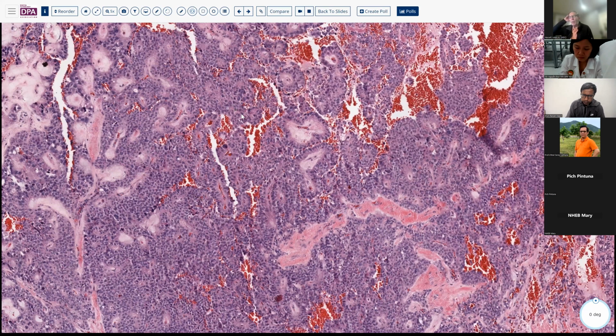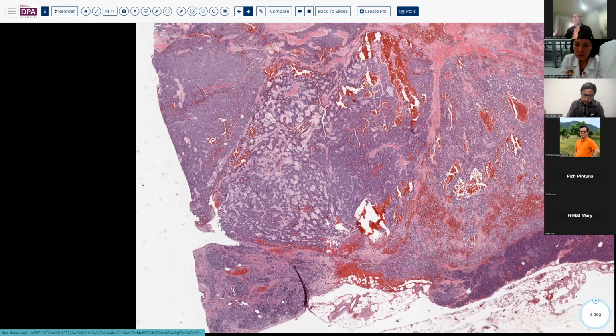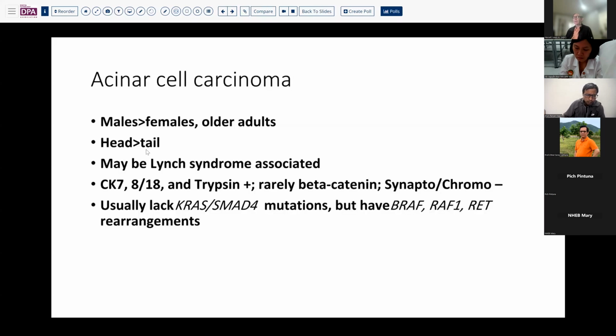So the last tumor I want to cover in any detail here is acinar cell carcinoma. This is usually more frequent in males, but does occur in females, and it's usually older adults. More ahead of the pancreas than the tail. And this is a tumor that can be Lynch syndrome associated. So while ductal carcinomas can be Lynch syndrome associated, this is also another that can be.